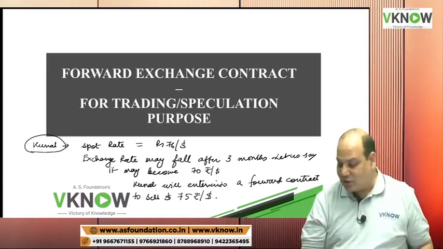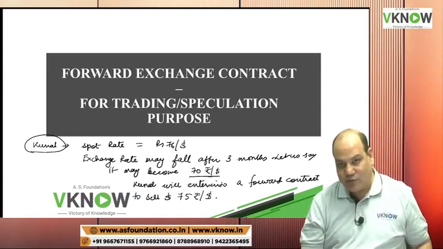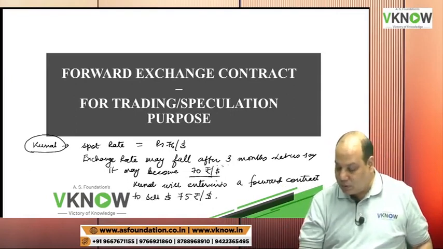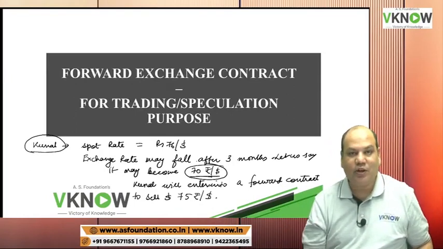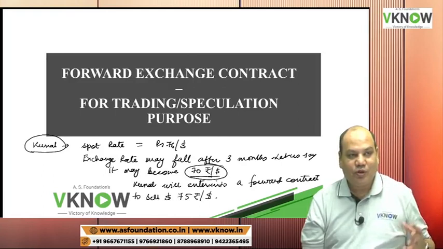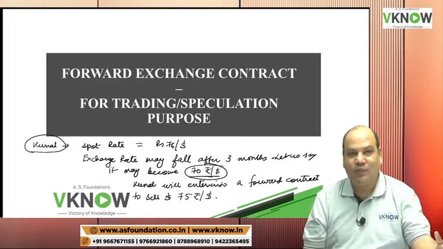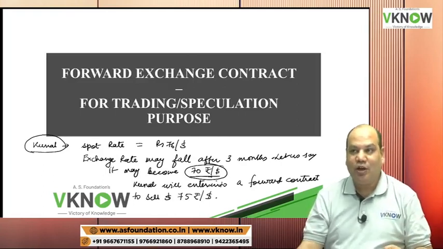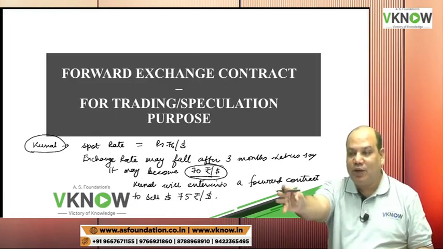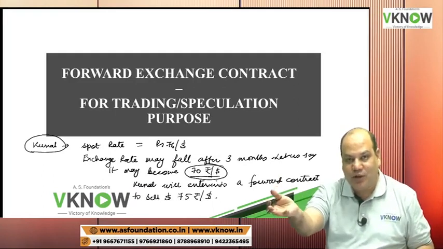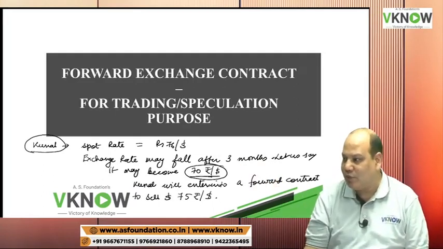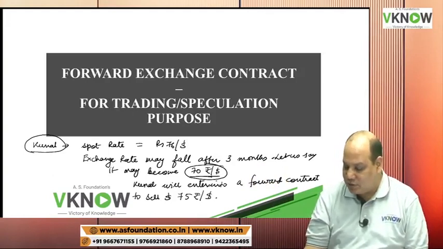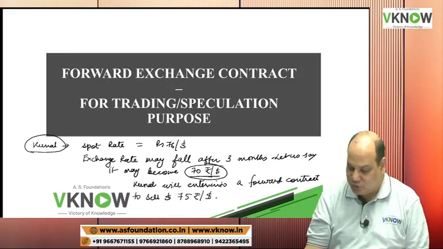Because Kunal is thinking that after 3 months, market rate will become 70. Kunal is thinking, from the market I will buy at 70 and I will sell to this idiot forex dealer for 75 and I'll make a cool profit of 5 rupees per dollar. Is it right? This is called forward contract for speculation.